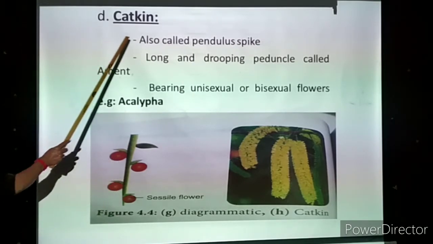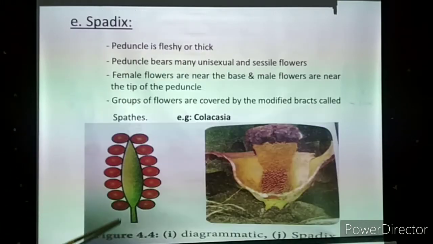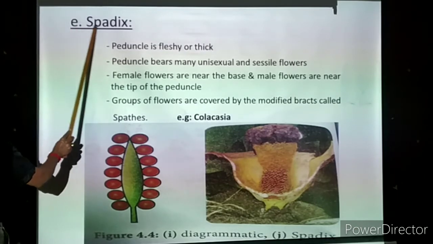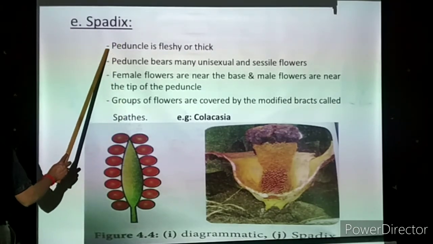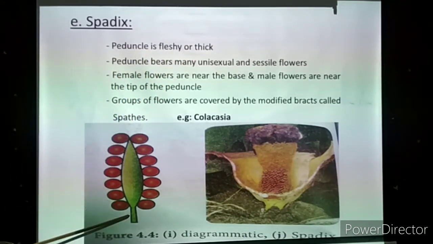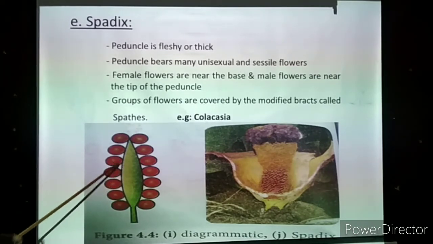That is called a pendulous, drooping peduncle, catkin. Now we are coming to the fifth type of racemose inflorescence, which is called a spadix. Now the peduncle is fleshy and thick. You see that this is a peduncle, which is very thick and very fleshy.